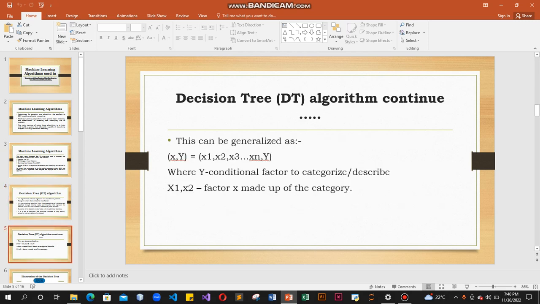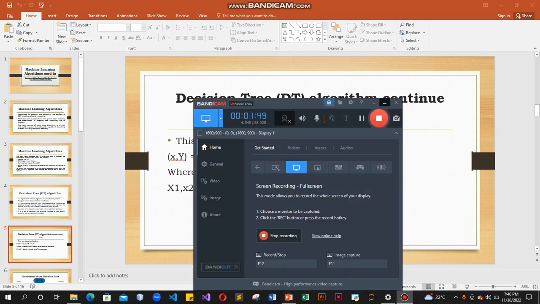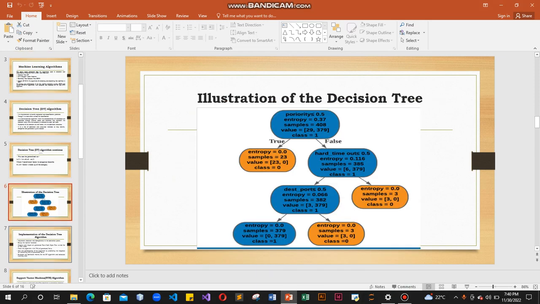From there we went to how this decision tree works. When you look at this matrix, we have Y as a condition factor to categorize and describe. X1 is a factor made up of category. Then here is just an illustration of this decision tree. We have priority, entropy, samples and values. If true, go to this. If false, do this, as this illustration shows.